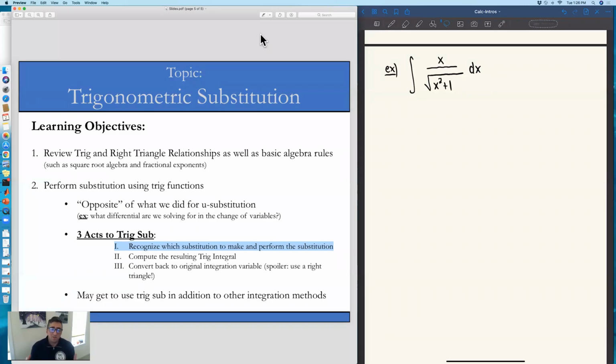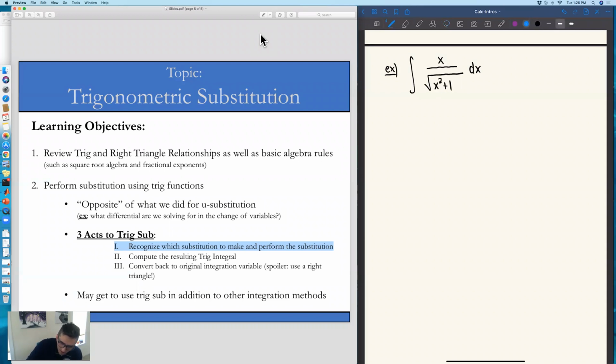All right, so in this video, let's actually go over the nuts and bolts of using trig sub. So we're going to do the trig substitution for this integral that's up here, x over the square root of x squared plus 1. Now, I know in the previous video we went through the substitution, so let's just remind ourselves of the process for that.